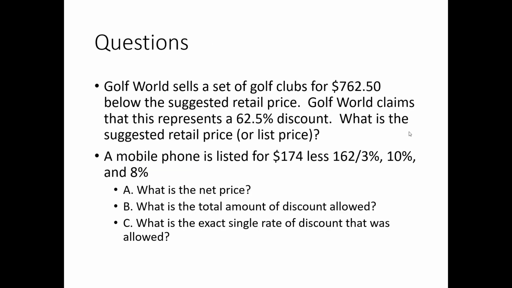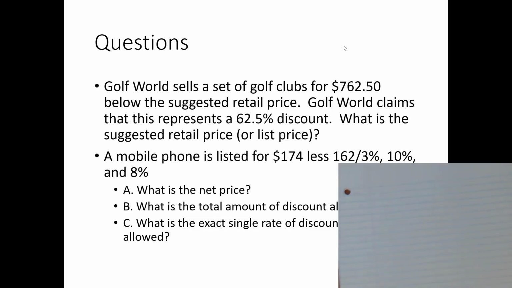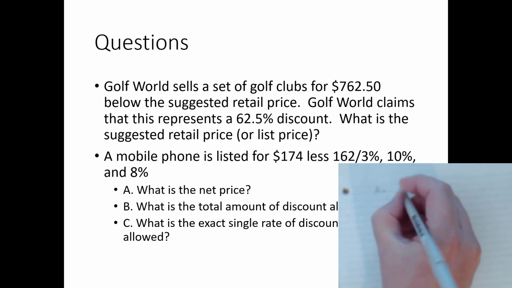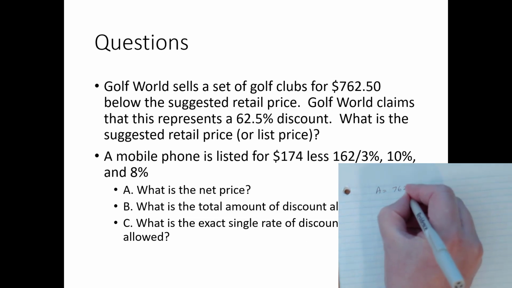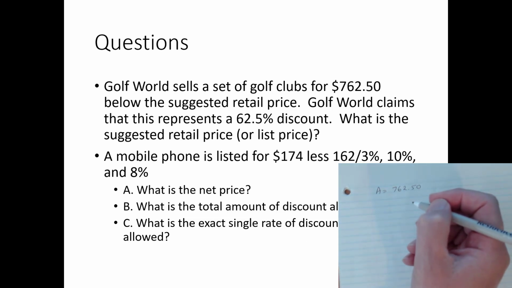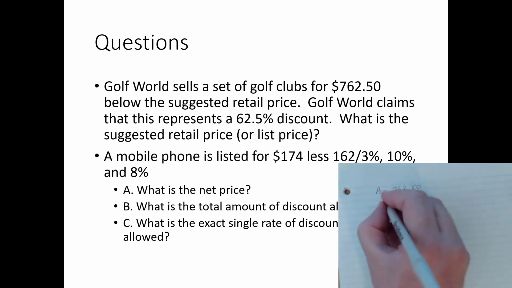Very important. Okay, so we're going to do some questions here, and we'll work through that, and that'll end this little section. Our friends at Golf World sell a set of golf clubs for $762.50 below the suggested retail price. That gives us a clue that the amount of the discount is $762.50. Golf World claims that this represents a 62.5% discount.